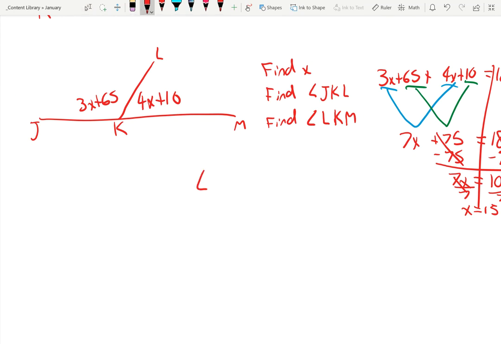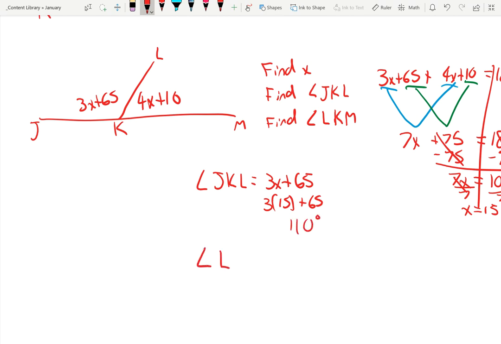We want to find angle JKL, which was 3x plus 65. We can just plug that 15 in for x. So 3 times 15 plus 65. This comes out to 45 plus 65, which means this is 110 degrees.